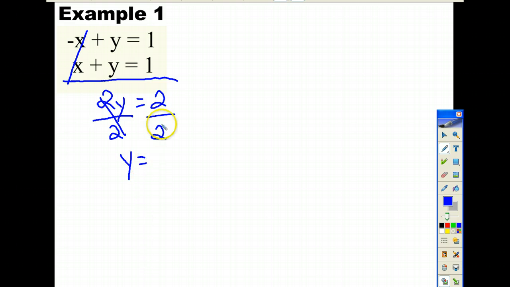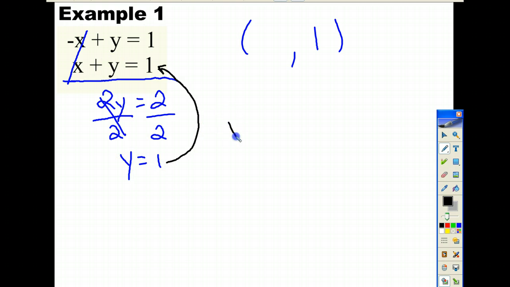The 2's cancel, so we're left with y equals 1. So there's the first half of our ordered pair. Y is 1, so our y coordinate is going to be 1. And so now what we'll do is take this 1, and you can come back to either equation you want up top. I'm going to take this one, just because my x isn't negative, or it's not the opposite of x, and I'm going to substitute 1 back in for y.